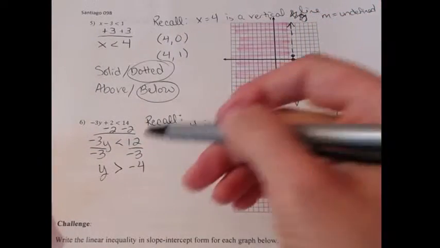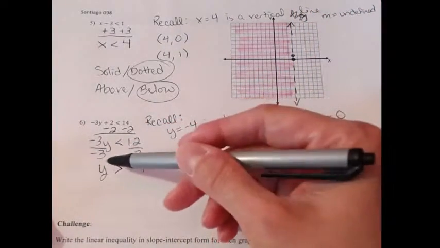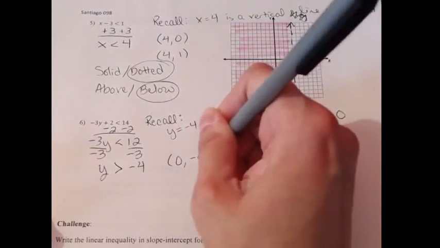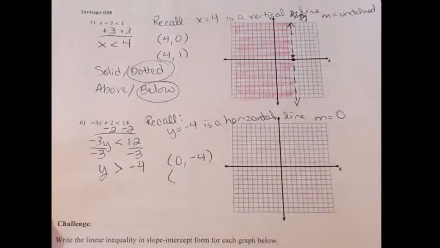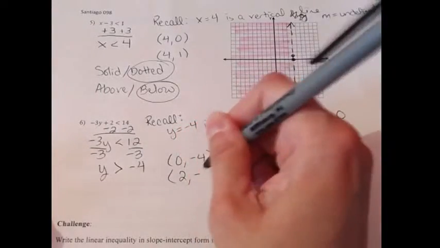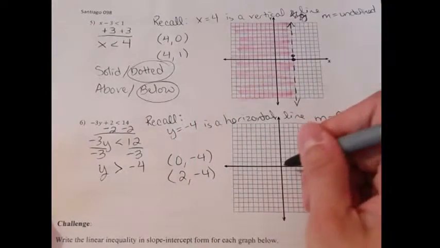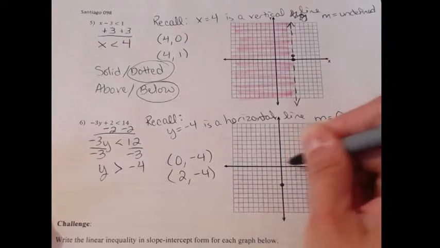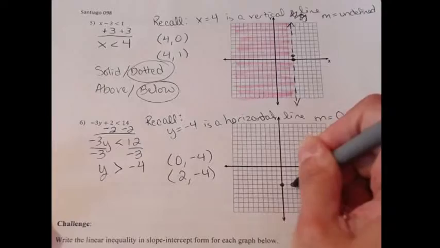So I'm going to plot 2 points. Notice that because y is -4, we want to plot the point 0, -4, and then it could be any x value. So I'm going to plot 2, -4 because I feel like it. So 0, -4, 1, 2, 3, 4, and then 2, -4 is here.